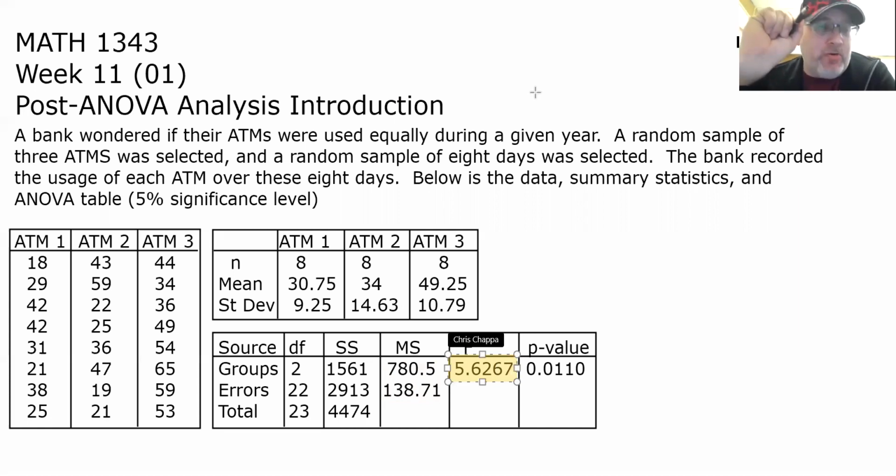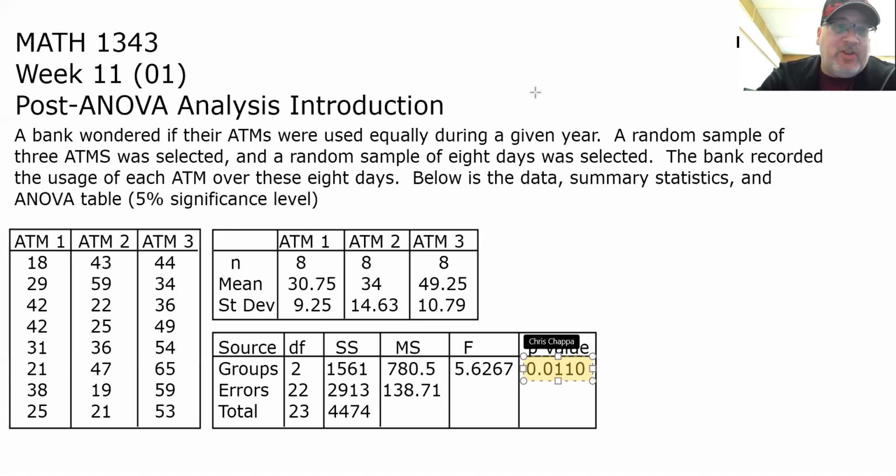So if we were doing the critical value approach, we would compare it to the critical value, which is not listed here. And if we landed in a rejection region, we would reject the null hypothesis, which is all the means are equal. But if we're doing the p-value approach, which would be a little bit easier, then we would simply compare the p-value to the significance level and make the correct decision. Since this p-value is less than 5%, we would reject the null hypothesis.